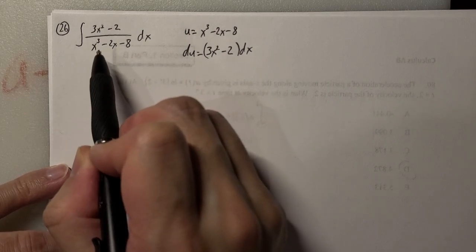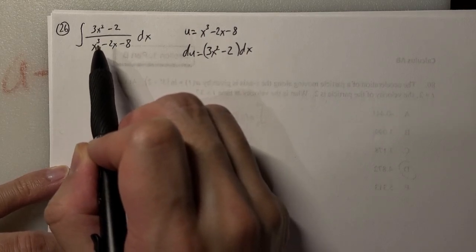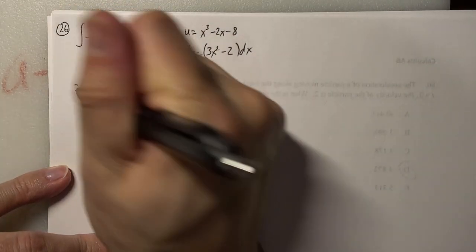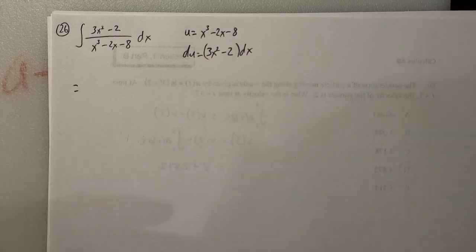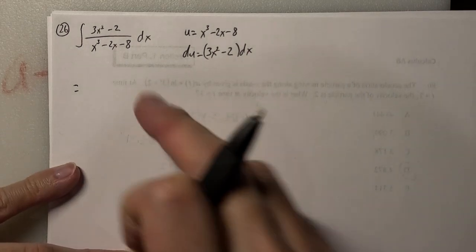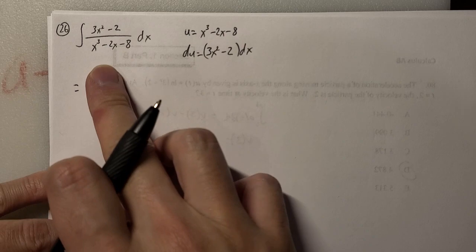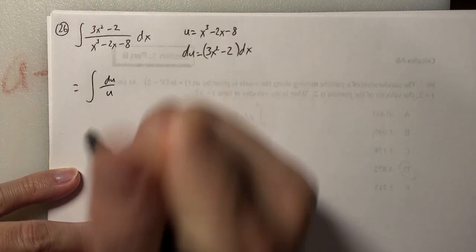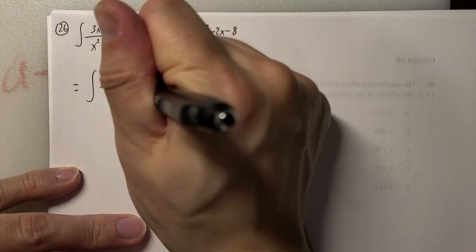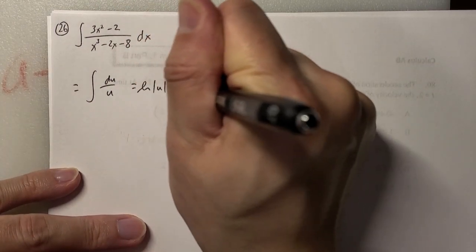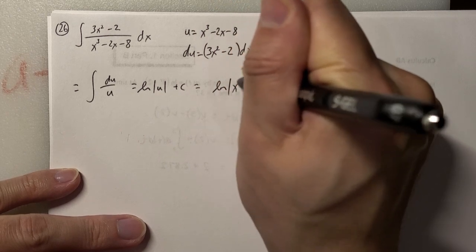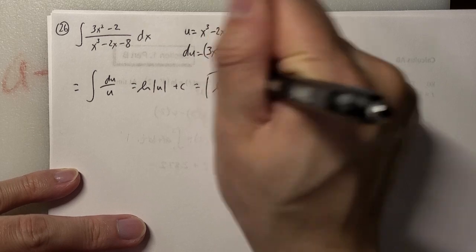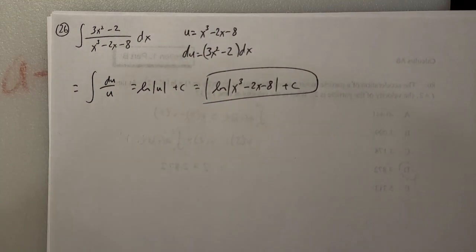So even if it's a rational function, you should always check if you could do a quick substitution like this. And then it'll make things a lot easier versus you going to do the partial fraction decomposition. Okay? So here, we just have du over u. So we get log of absolute value u plus c. We back substitute. That's our answer. This one was very simple, actually.